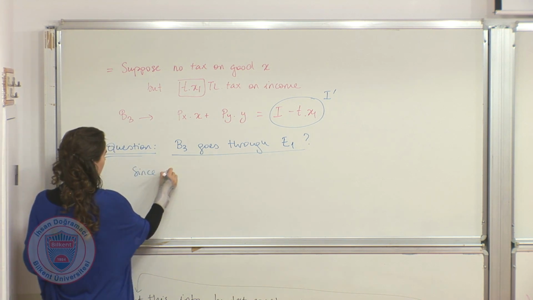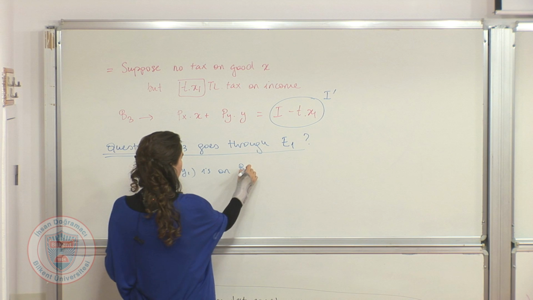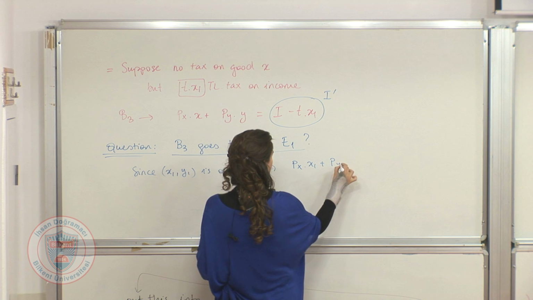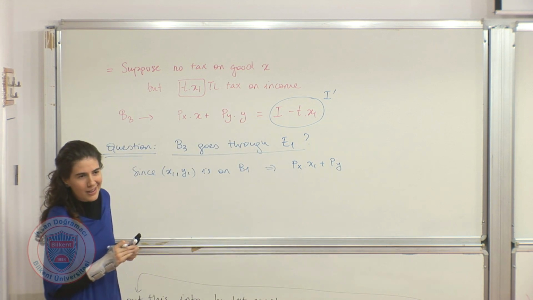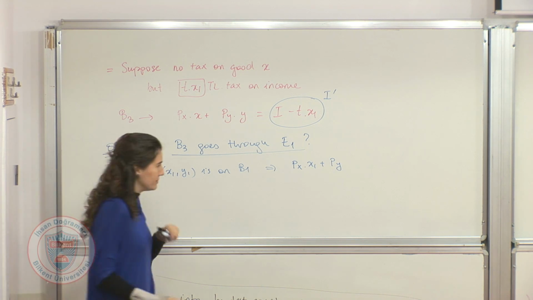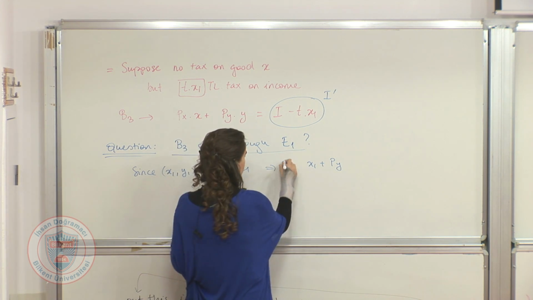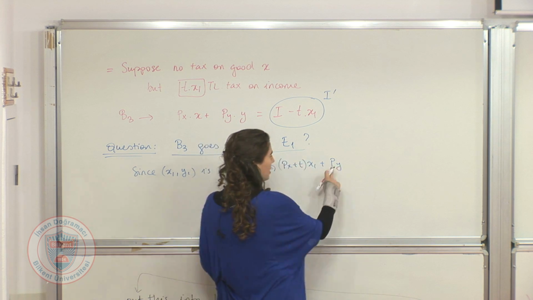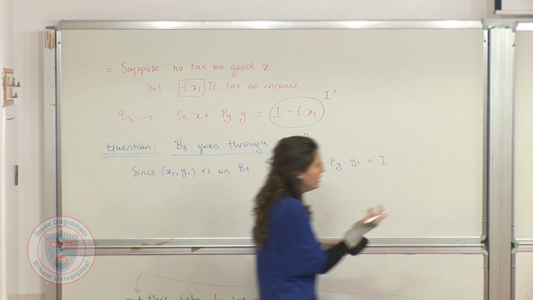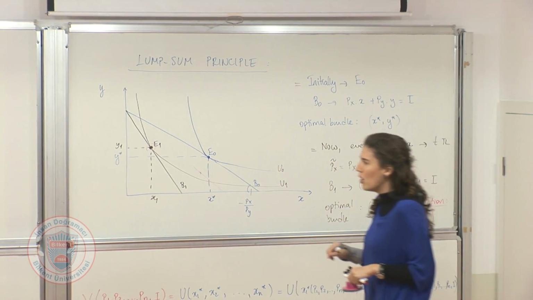Since X1, Y1 is on the budget constraint, we called it B1, right? I can write Px times X1, Py, is it? What is B1? Am I writing it correctly? No, right? It shouldn't be Px, it should be Px plus T. Px plus T times X1, plus Py times Y1 equals I, right? Because this point is on this line, it should satisfy its equation, right? So this is the case.